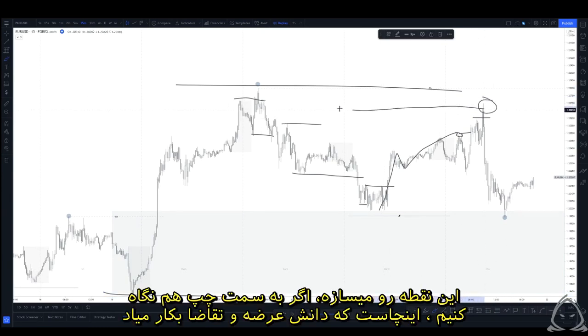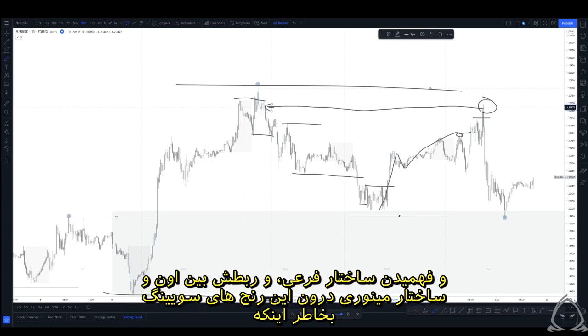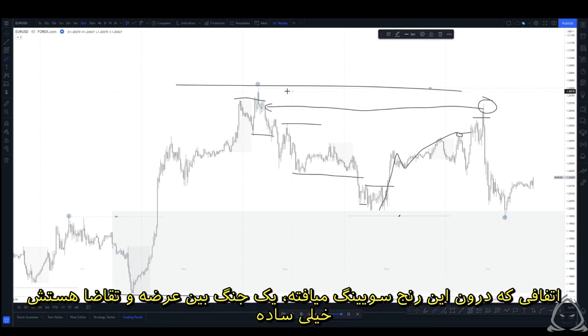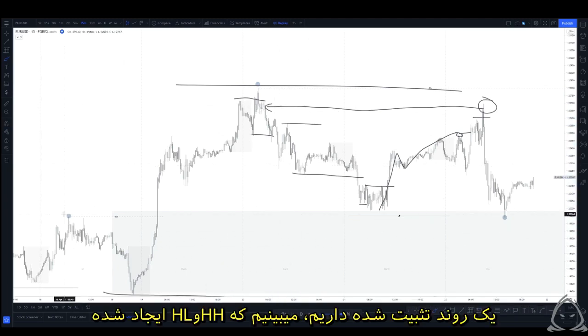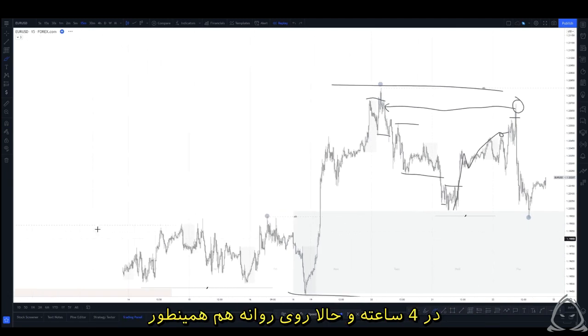If we just look to the left as well, and this is where supply and demand comes in, and understanding substructure and the relationship between that and minor structure within all of these swing ranges, because what's happening in this swing range is a battle of supply and demand, quite simply. We have an established trend that we can see. We're creating higher highs and higher lows on the 4 hour and now on the daily chart as well.